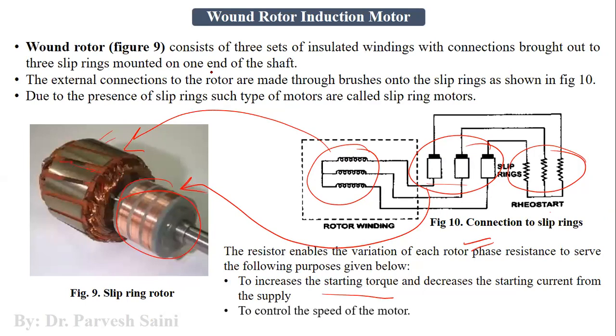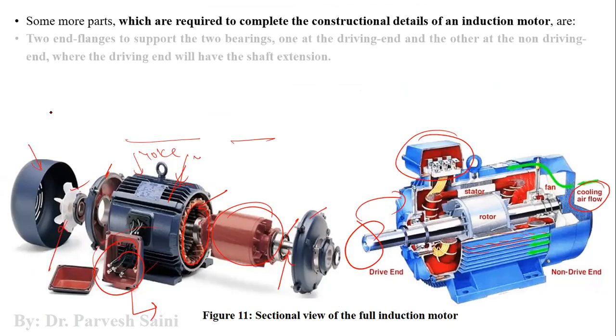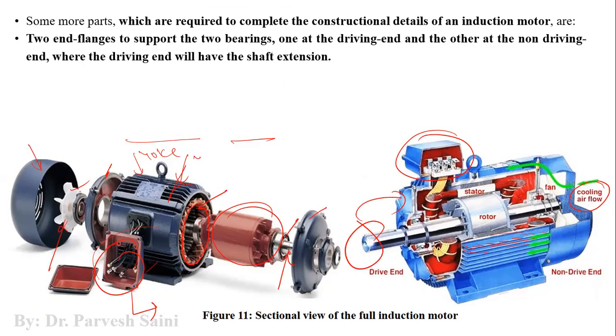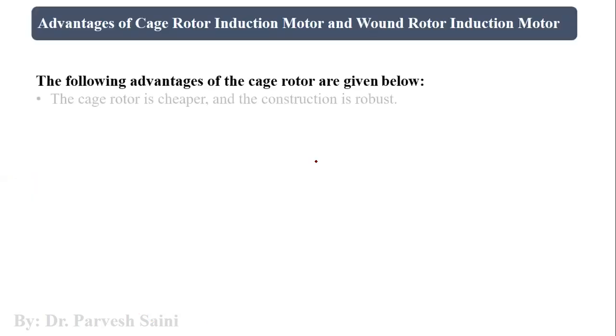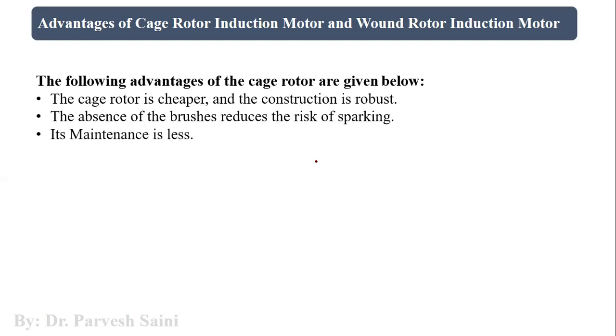So in the diagram also you can see this has a bit complicated construction. However, a squirrel cage, like here if you see in this diagram, has a simple construction. You can see it has a simple construction, right? So we do not have any brushes in these motors, so we don't have any kind of sparking.